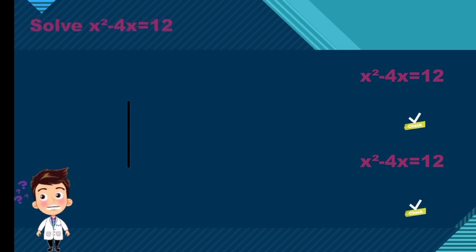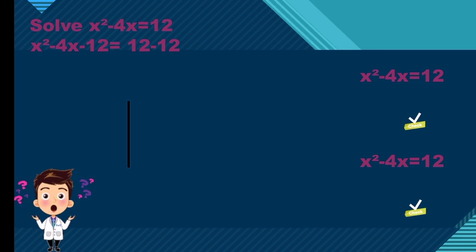Solve x squared minus 4x is equal to 12. So, for example, solve x squared minus 4x equals 12. Use the additive inverse: x squared minus 4x minus 12 is equal to 12 minus 12, to get the general form. So the general form is x squared minus 4x minus 12 is equal to 0.